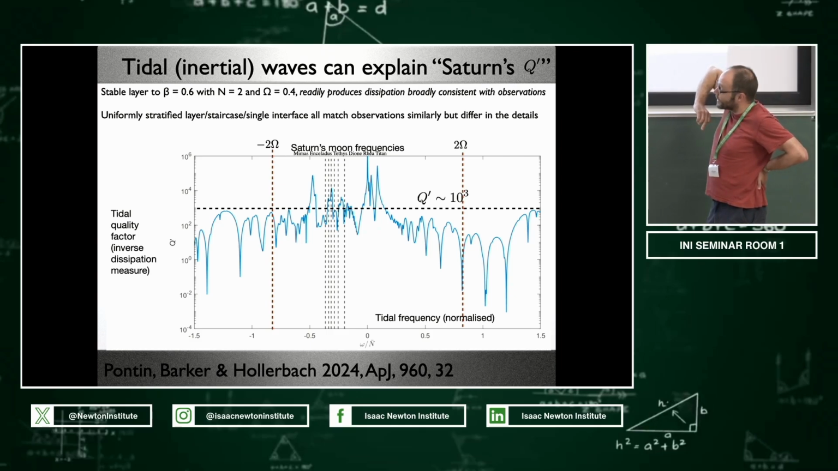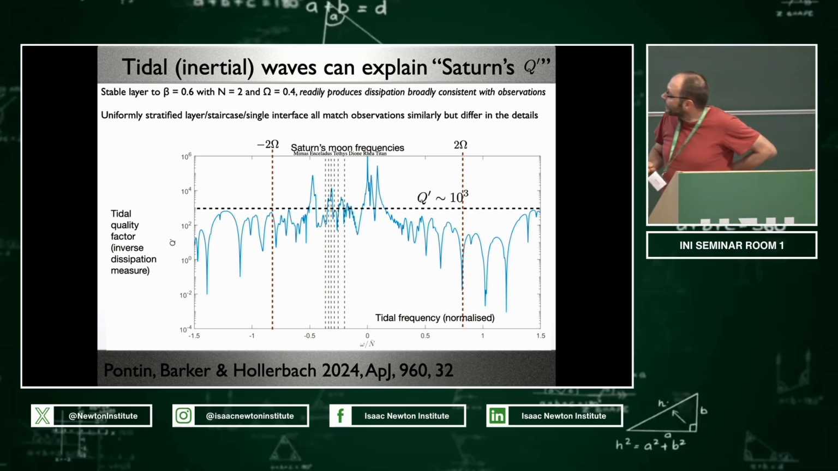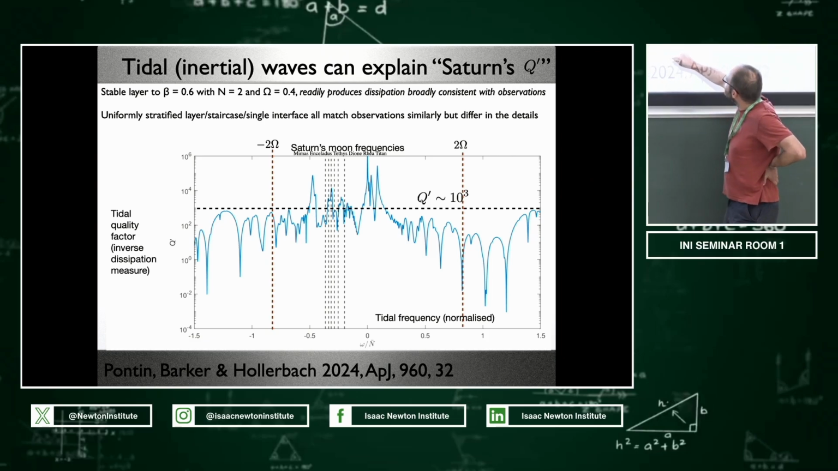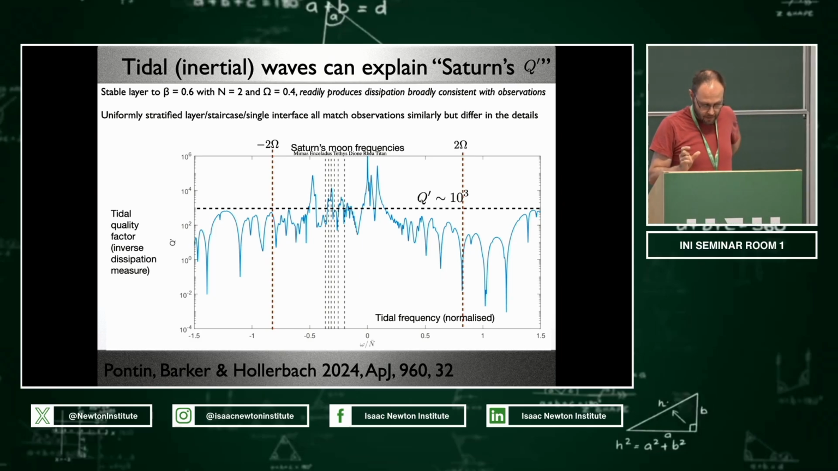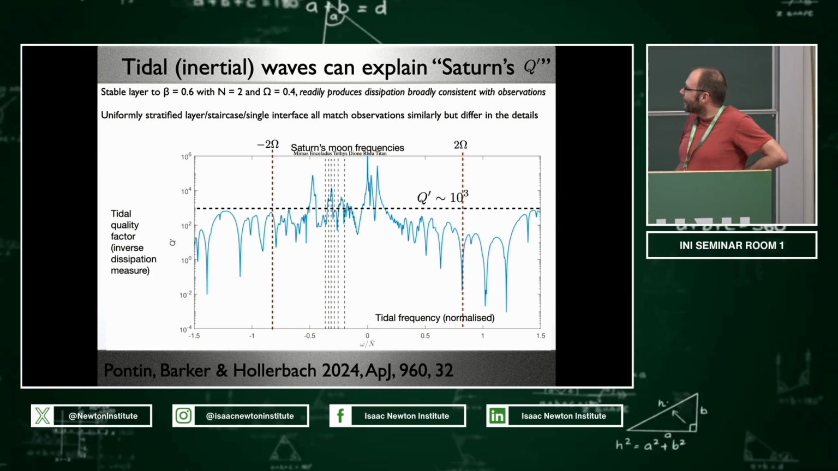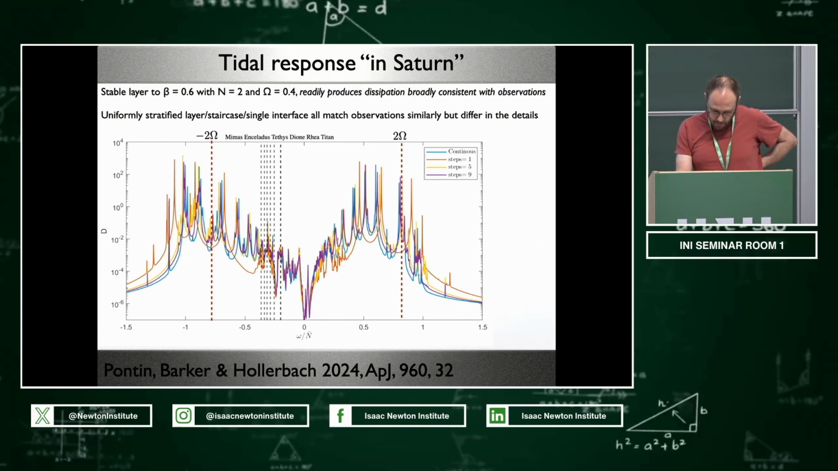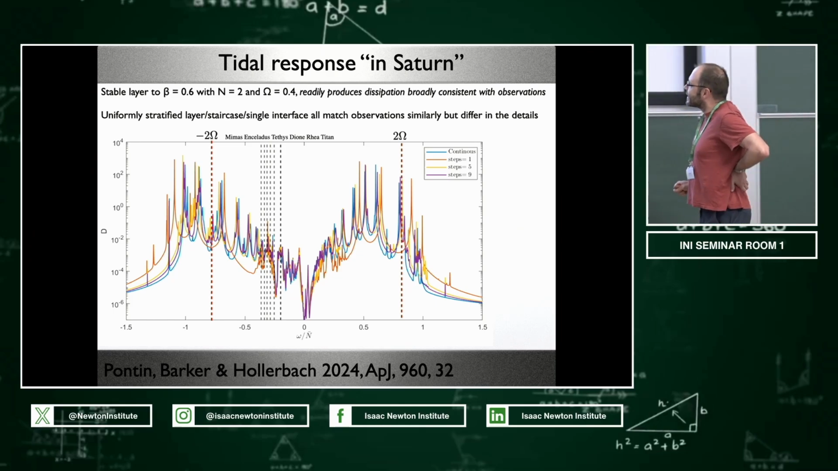So despite the simplicity of the model, we do get values that are consistent with those of the moons. I'm not claiming that, because I think these values are going to be very sensitive to details in the model, the individual peaks and troughs, but the typical magnitude in the range in which the Saturn's moons force Saturn are roughly matched. But the details do depend on how exactly you model the stable layer, but the typical level of dissipation in this range is relatively insensitive to that.